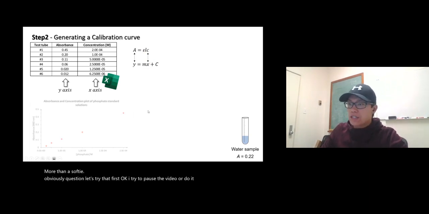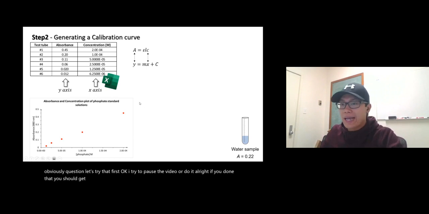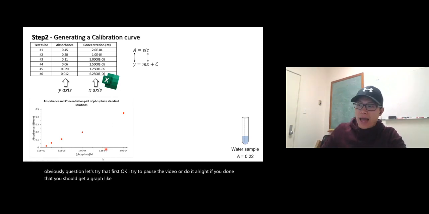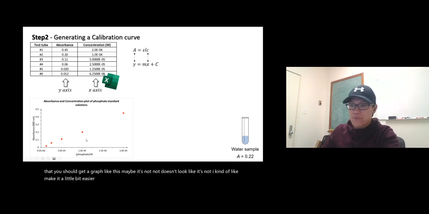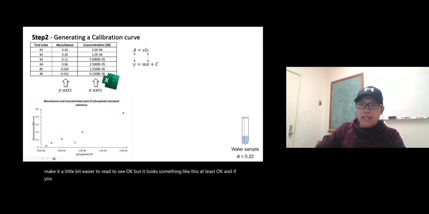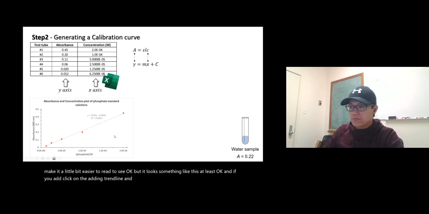If you've done that, you should get a graph like this. Maybe it doesn't look exactly like this, because I made it a little easier to read, but it looks something like this at least. And if you click on adding a trend line and then generate the equation, you should get that equation.